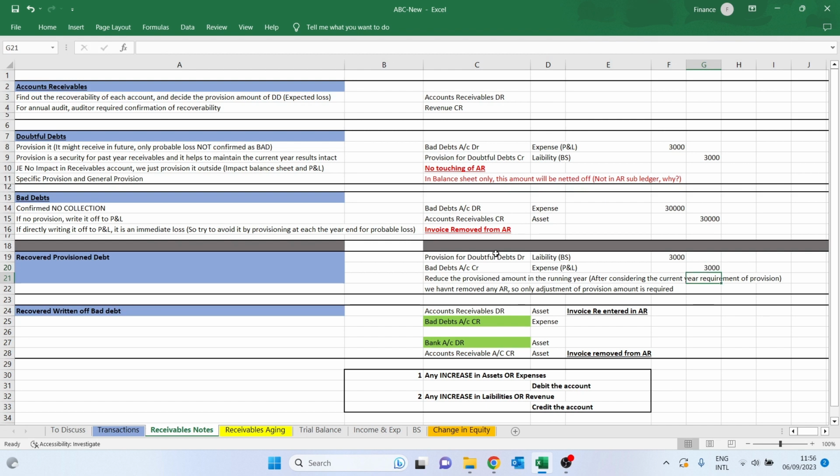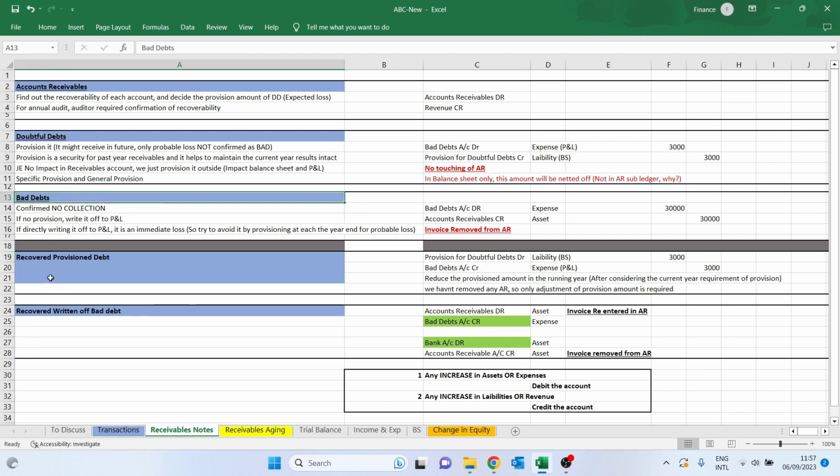So we are removing the liability. That is how it works for the recovery of the provisioned amount. While recovering the provisioned amount, we need to pass this entry. That is in the next year, not in the current year.